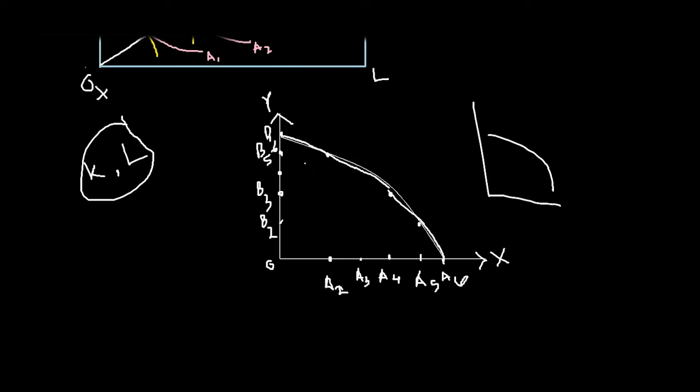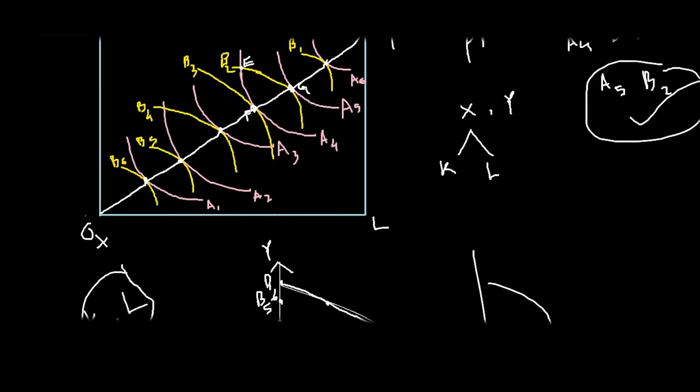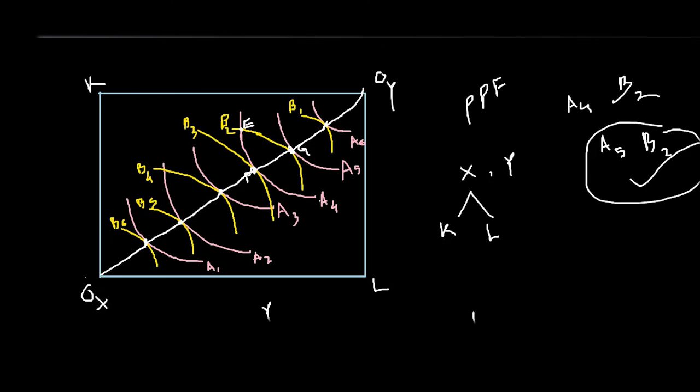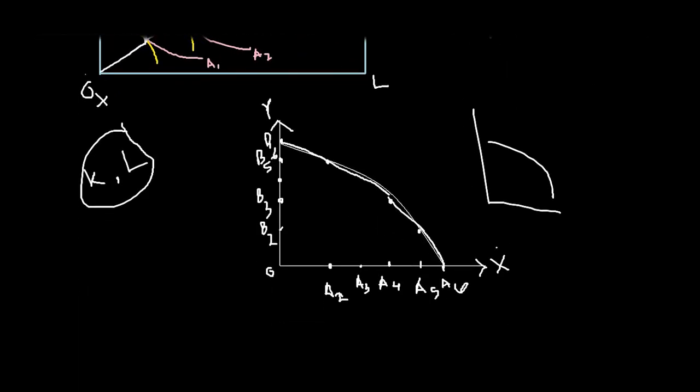We can produce B5 amount of Y and A2 amount of X, right? Similarly, we can produce B3 amount of Y and say A4 amount of X. Clear? So in this way, we saw that from this diagram, that is the Edgeworth box diagram, and the contract curve, with the help of the contract curve, we can derive this production possibility frontier.